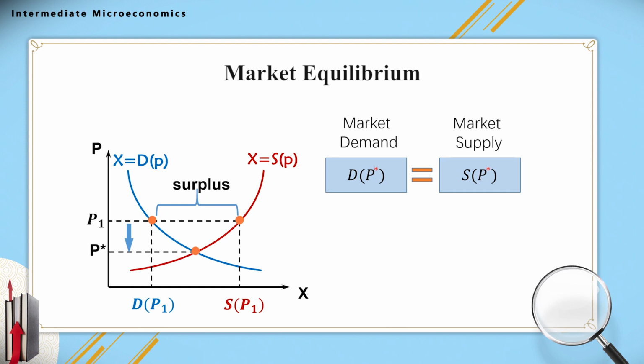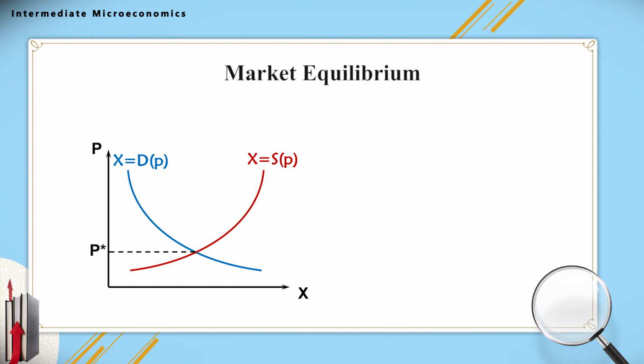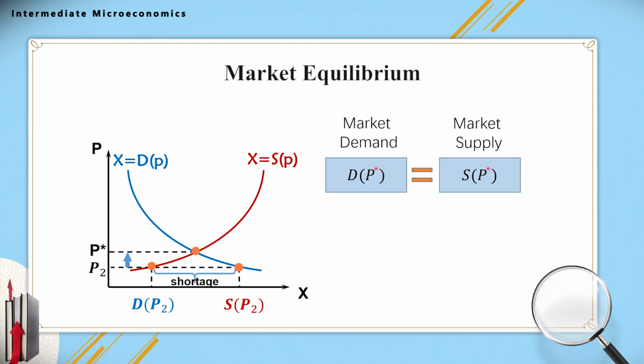In the same way, if the market price P2 is less than the equilibrium price, the quantity supplied is less than the quantity demanded, there is a shortage in the market. That means some buyers cannot get the product they want to buy. They would like to pay more for the commodity, then the market price is gradually pushed up until the supply quantity equals the demand quantity.